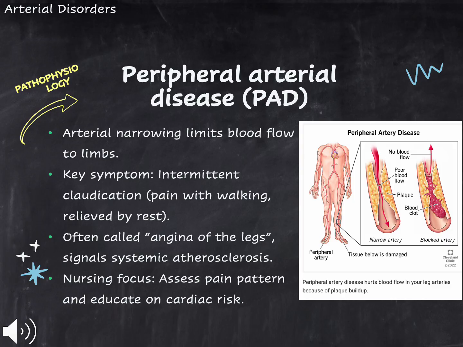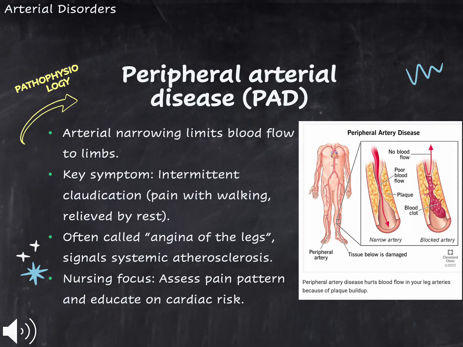Here's a good comparison. Arterial pain occurs with activity and improves with rest, whereas venous pain tends to improve with movement or elevation. I like to tell students that intermittent claudication is the angina of the legs. When walking, muscles call for more oxygen, but narrowed arteries can't deliver enough blood, so the muscles cramp, just like the heart does when it's under strain.